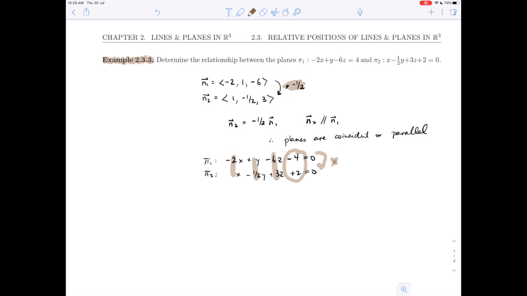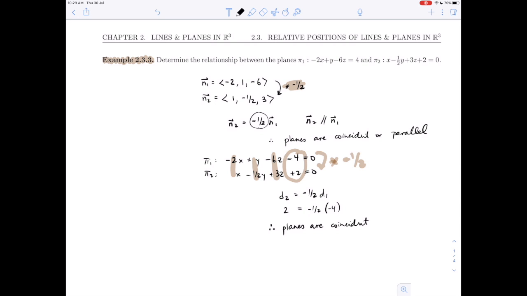If we multiply the full equation by minus 1/2, so d2 is minus 1/2, the same multiple that we had for the normal vectors, times d1, in other words 2 is minus 1/2 times minus 4, then the full equations are multiples of each other, and therefore the planes are coincident.